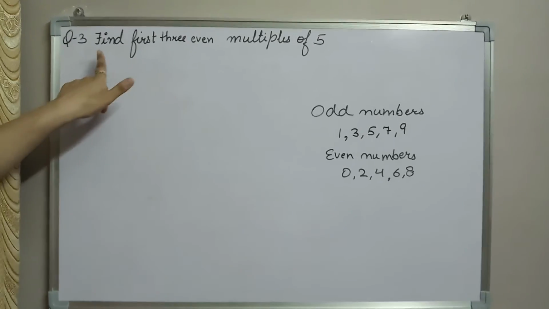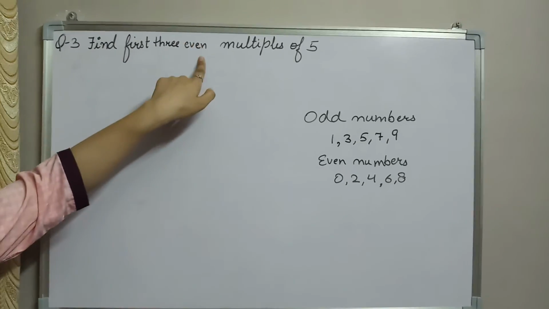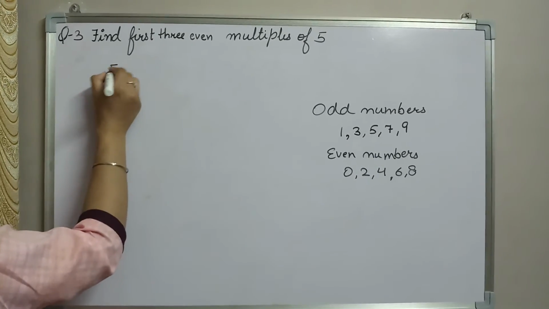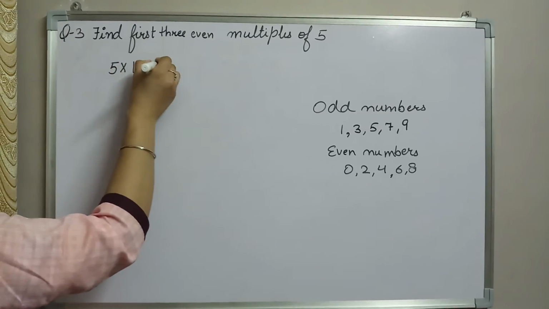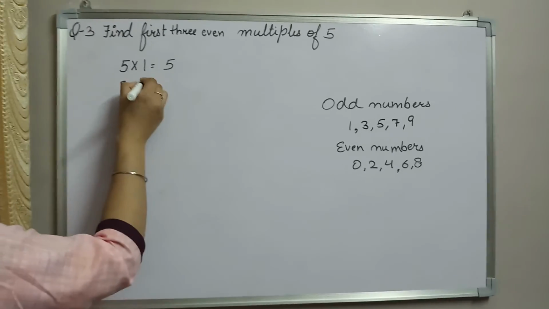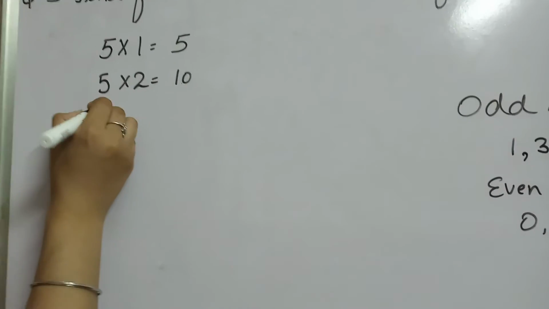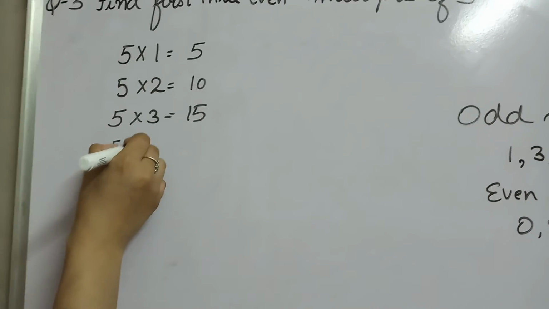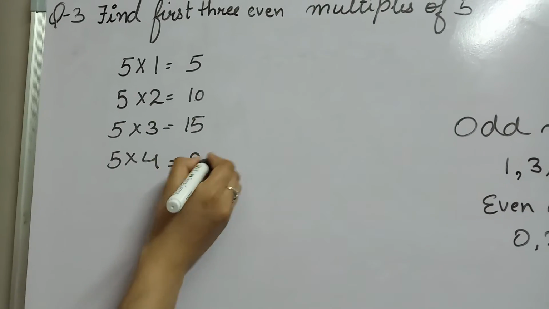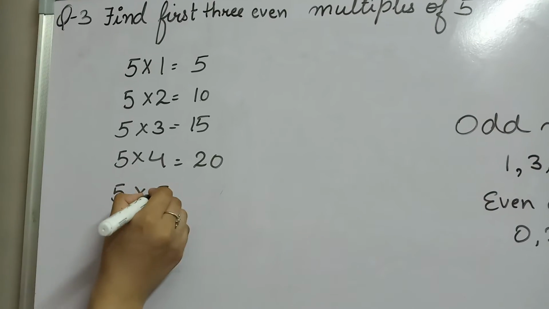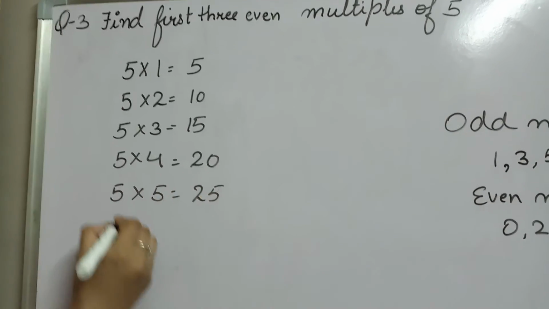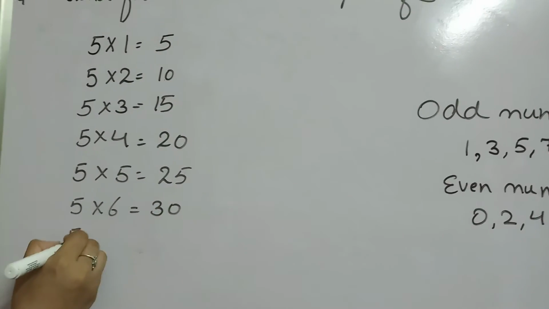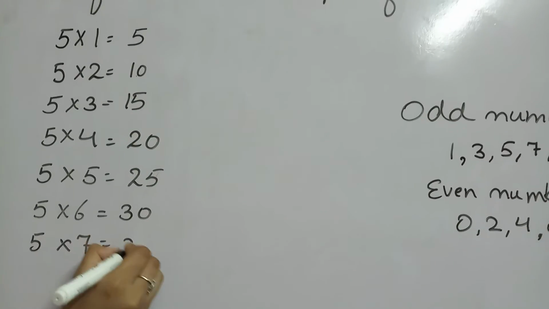Now next question is, you have to find first 3 even multiples of 5. So first of all, you will write down the table of 5. 5 ones are 5, 5 twos are 10, 5 threes are 15, 5 fours are 20, 5 fives are 25, 5 sixes are 30, 5 sevens are 35.